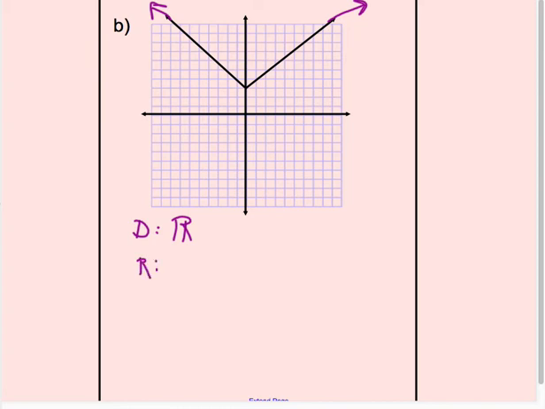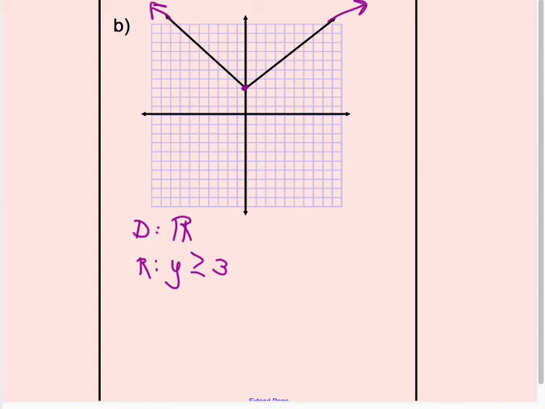The range, however, thinking about putting a horizontal line through the graph, it wouldn't hit the graph below this point. It only hits the graph above the y-intercept. So our range is y is greater than or equal to 3. That's kind of where our function starts, and it goes up from there, thinking about the range.